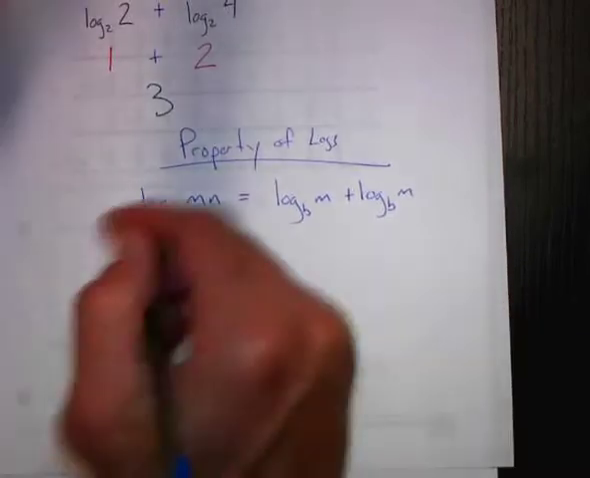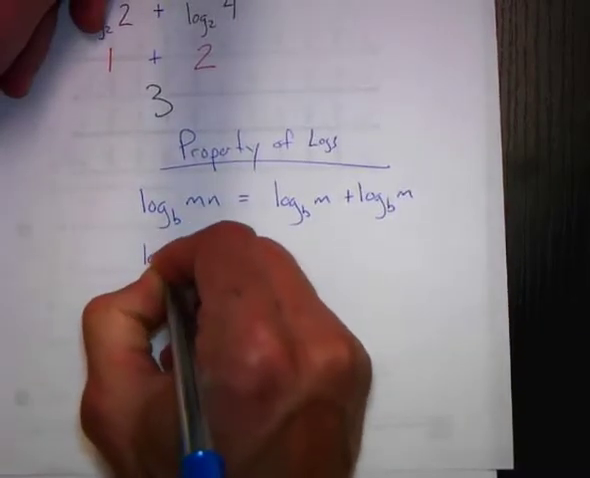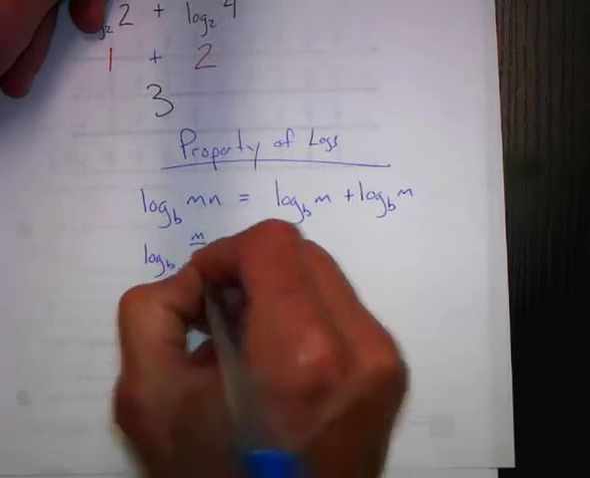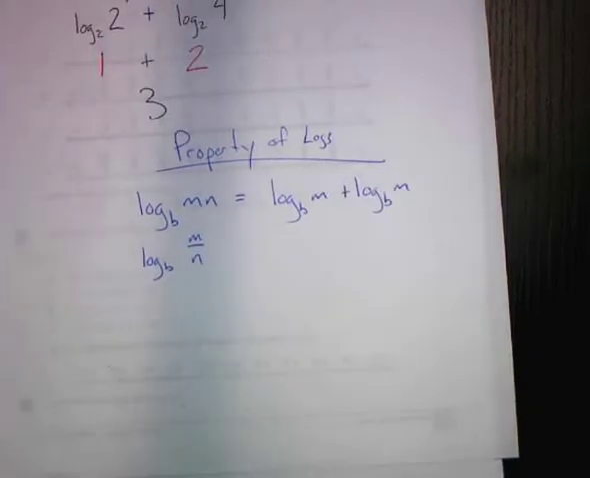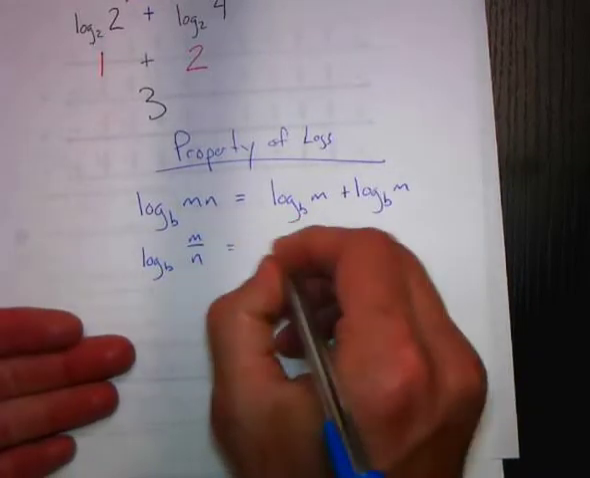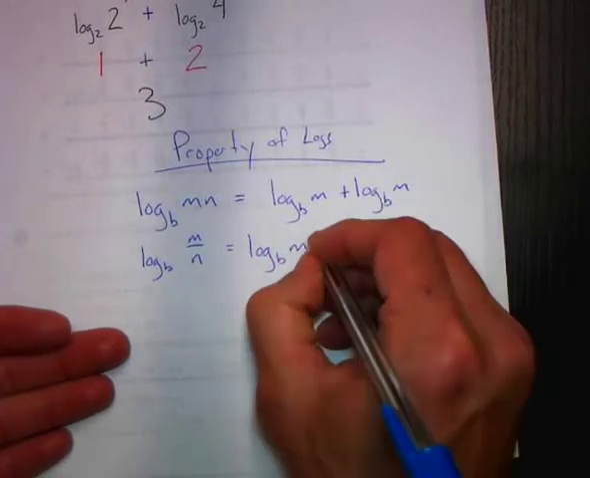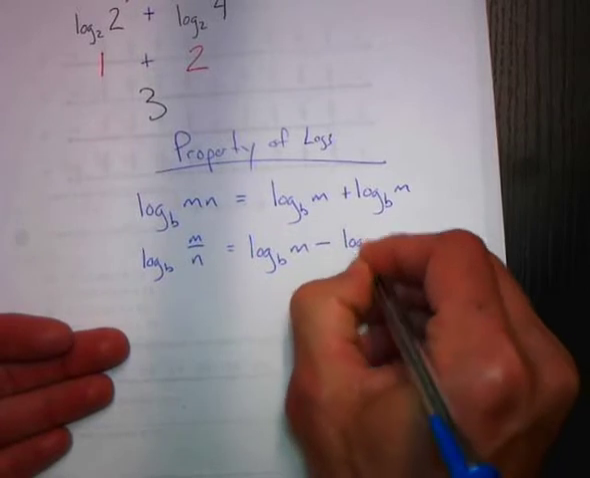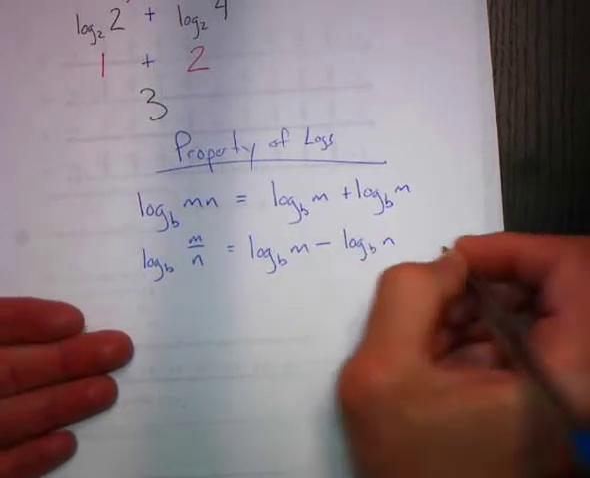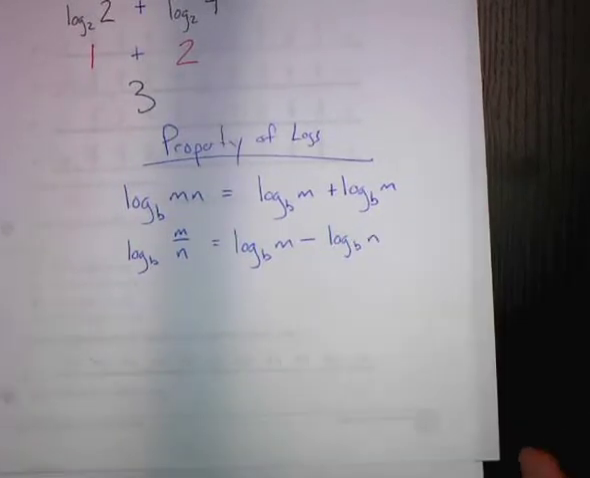So if I have any logarithm with a base of b and it's a quotient, so one number divided by another number, I can expand that. It's called expanding. Same base of the numerator minus the logarithm of the denominator. That's a property of logs. We just proved it, right?